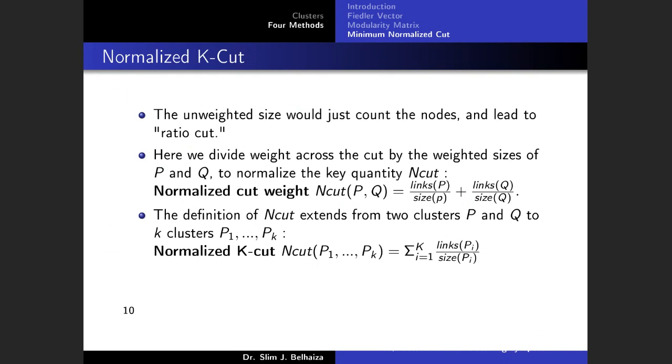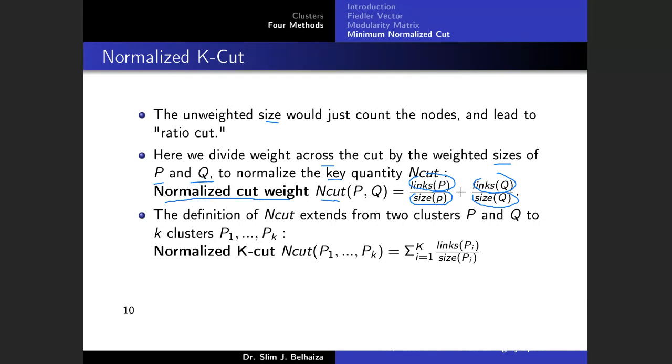So what you get are the following measures. So this is what we call the normalized K-Cut. The unweighted size would just count the nodes and lead to the ratio cut. Here we divide the weight across the cut by the weighted sizes of P and Q to normalize the key quantity, N cut. So what we obtain in bold here is a normalized cut weight we call Ncut of P and Q, which is the sum of the links in P divided by the size of P, plus the sum of the links in Q divided by the size of Q.